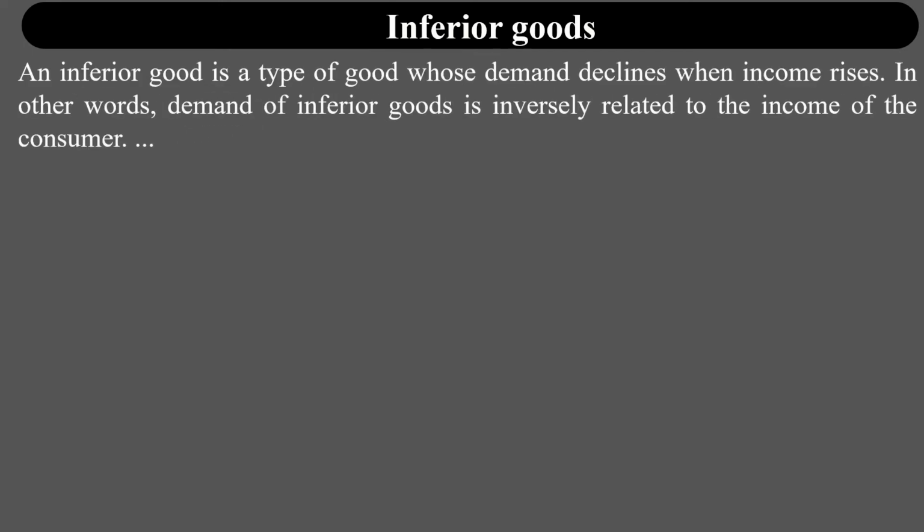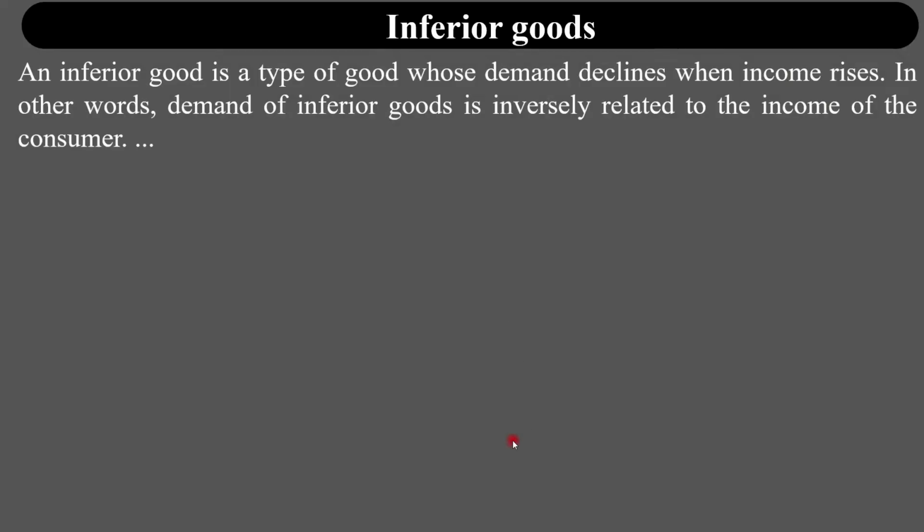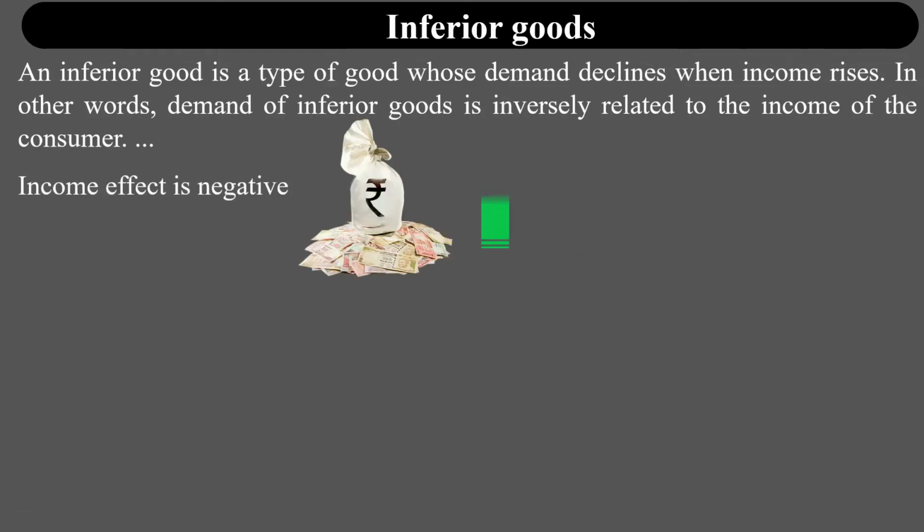So the next thing is, what are inferior goods? An inferior good is a type of good whose demand declines when income rises. In other words, demand for inferior goods is inversely related to the income of the consumer. The inferior good means when the consumer's income rises, the quantity demanded of that particular good goes down. It is called an inferior good. So its income effect is negative. When income rises, the quantity demanded will decrease.